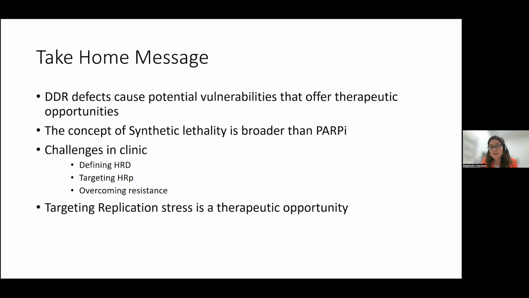In terms of challenges for the clinic, we definitely still have challenges in defining the HR deficiency patients. Who are they? Because we know that the HRD test is not completely accurate. So there's a lot of effort to try to define this homologous repair deficiency in the clinic. We know also that we need new treatment options for the patients who are HRP. You can be HRP at the initial diagnosis, but you can also become HRP by different mechanisms of resistance. So we need to develop new treatments for overcoming this resistance. And definitely something that will follow in the discussion is how we can target this replication stress in ovarian cancer.